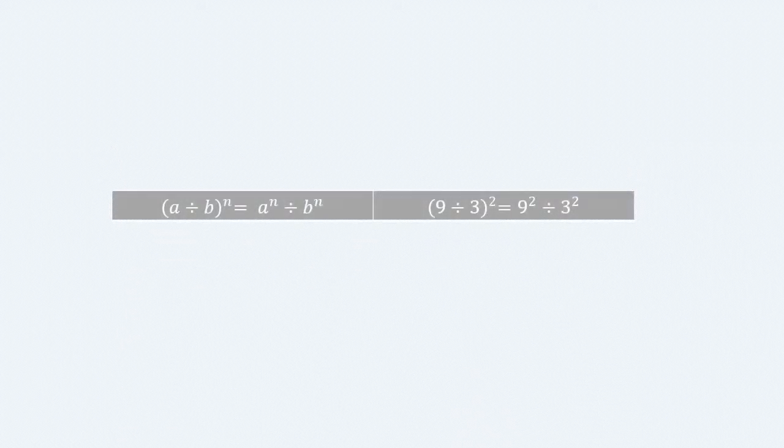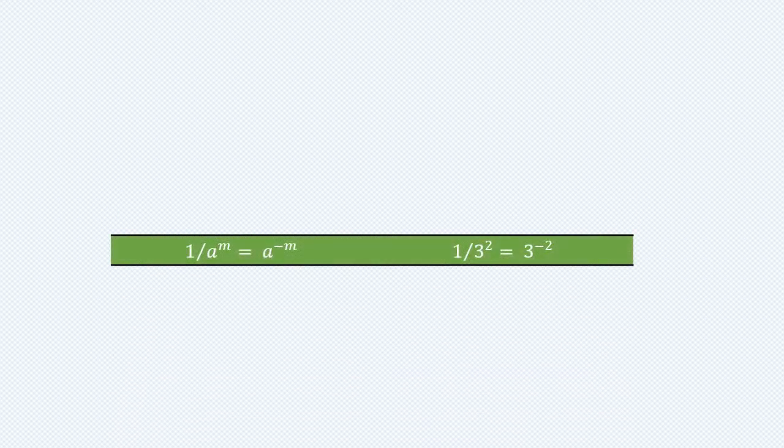The following rule says that if you have a divided by b all to the power of n, this is equal to a to the power n divided by b to the power n. So 9 divided by 3 all squared is equal to 9 squared divided by 3 squared. The next rule, 1 divided by a to the power m is equal to a to the power minus m. So for instance, 1 over 3 squared is equal to 3 to the power minus 2.